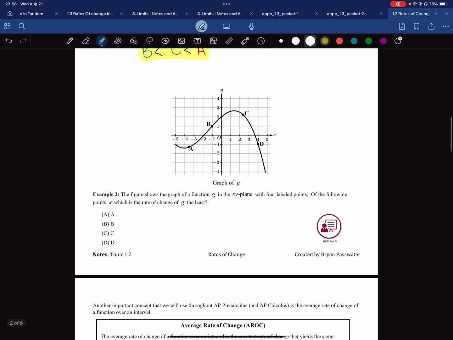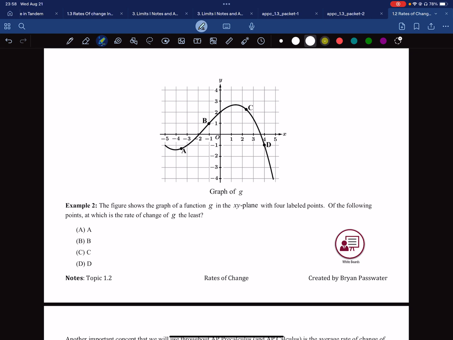Okay, in example 2, I want you to take about a minute to read this question to see which answer you think is correct. So pause the video so you can try it on your own. Hopefully you paused the video.